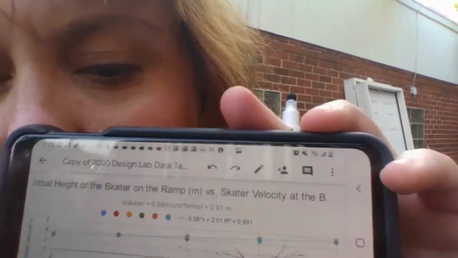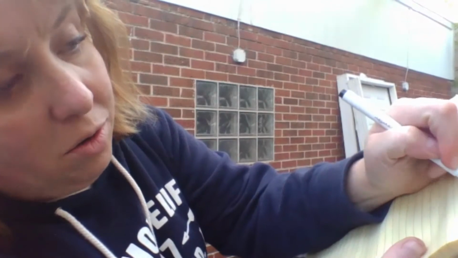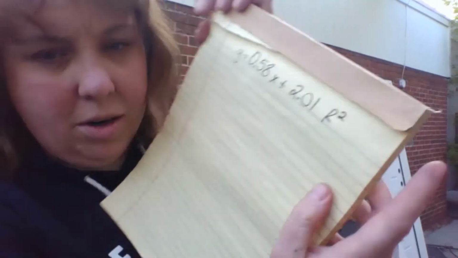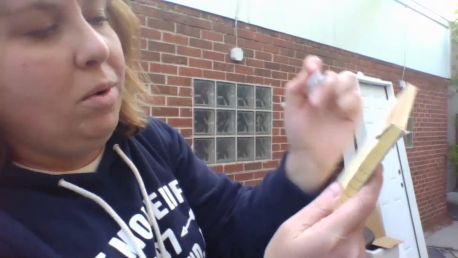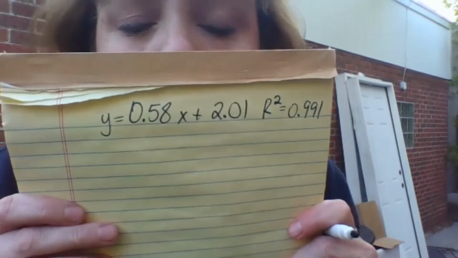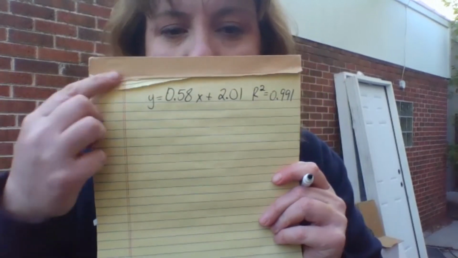R squared is 0.991. So I'm also, on my piece of paper, going to write down r squared, right? Not r2, r squared equals 0.991. Okay, so there's that. I'm now ready to make my conclusion web.